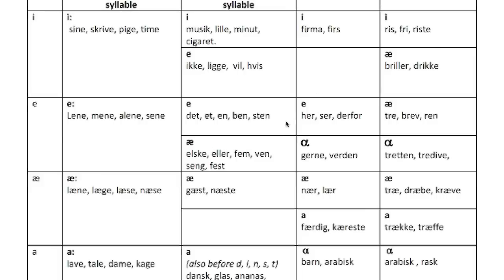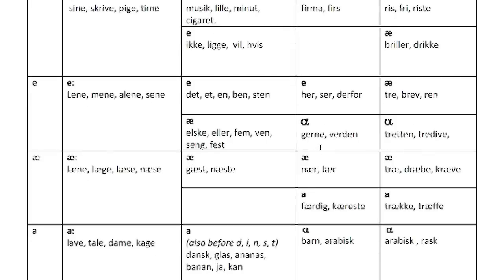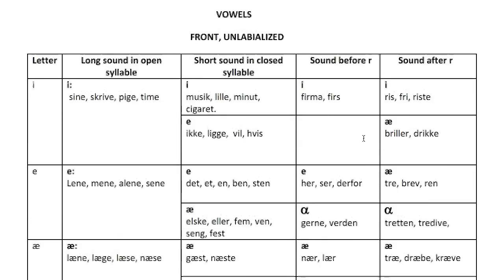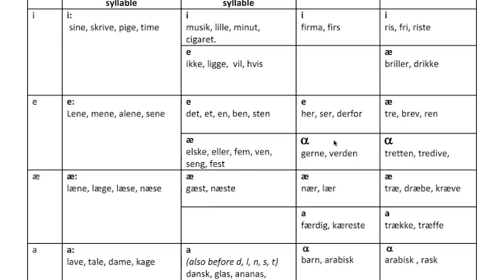Then before R it can be either the same, her, se, therefore, or it can be more open. For example, gerne, værden. So in positions after R, it can be either the third one, E. For example, træ, brev, ren, or more open.